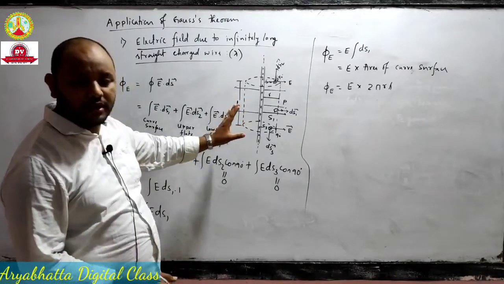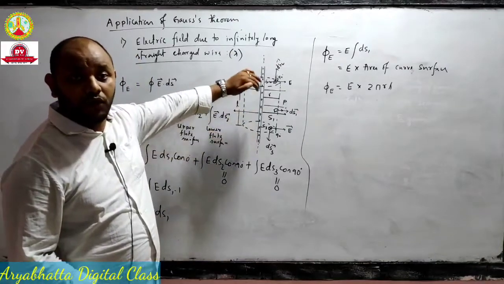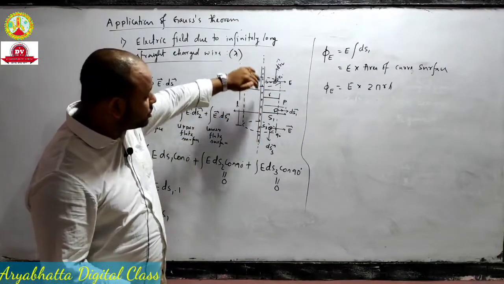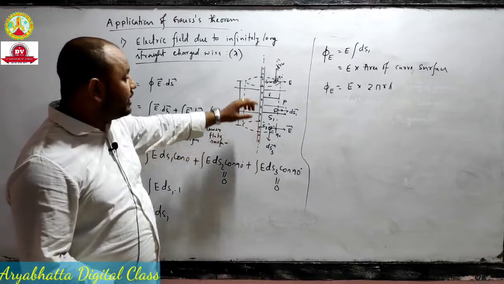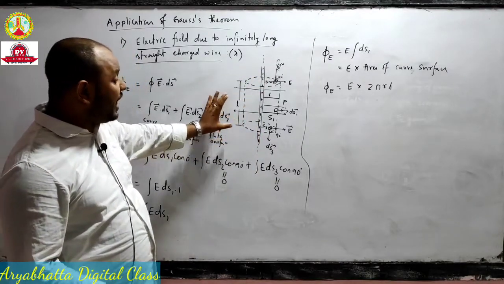The charges are uniformly distributed over this wire, over this infinitely long straight conductor. And inside the Gaussian surface, L length is there.